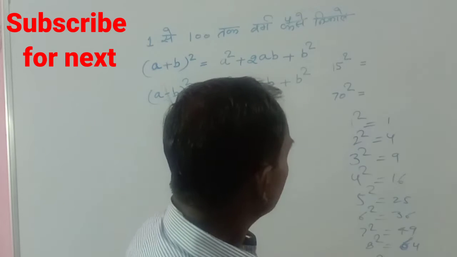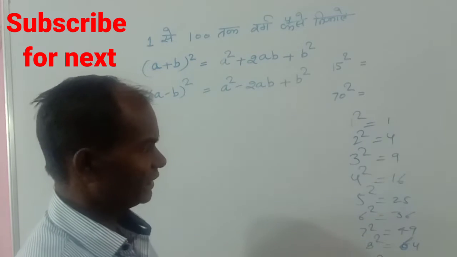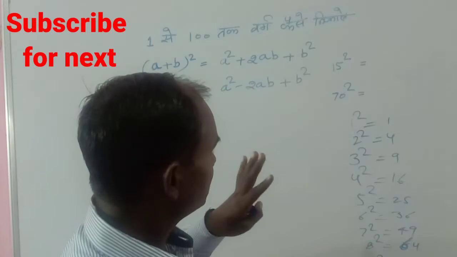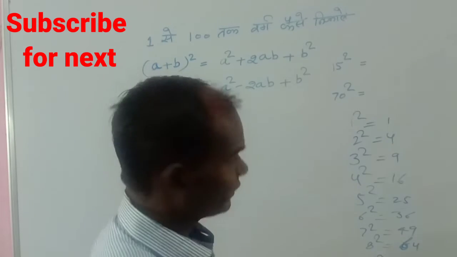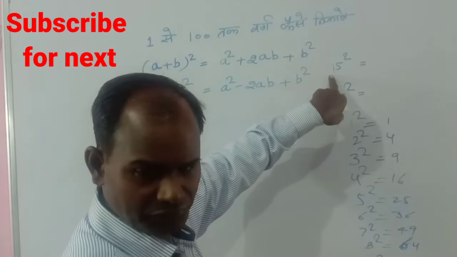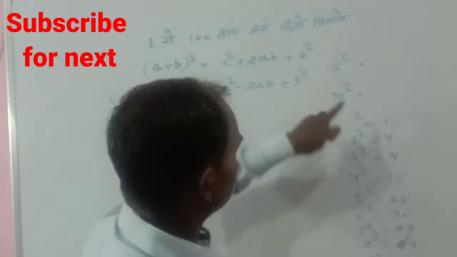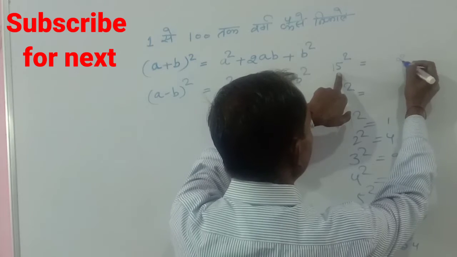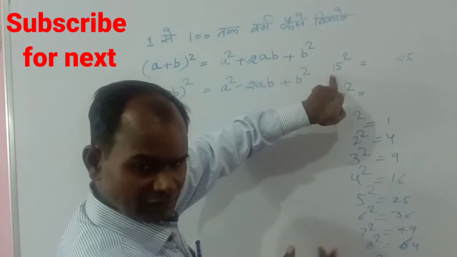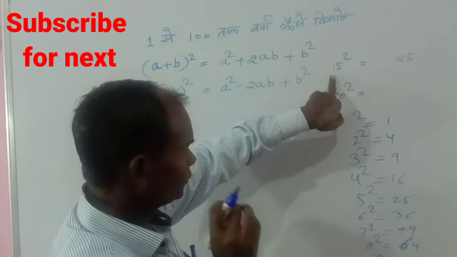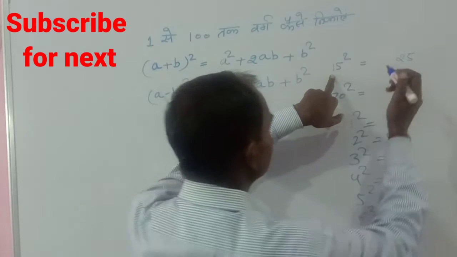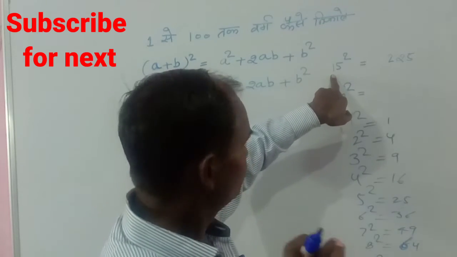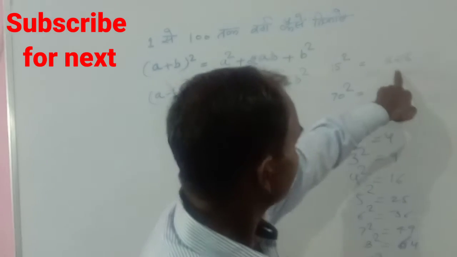Now suppose that you want to calculate the square of 19. Before we calculate the square, you must know two things also. Suppose that you want the square of 15. You just calculate 5 square, how much is it? 25. Now the next number after 1 is 2. So multiplied 1 into 2, how much? 2. So the answer is 225.